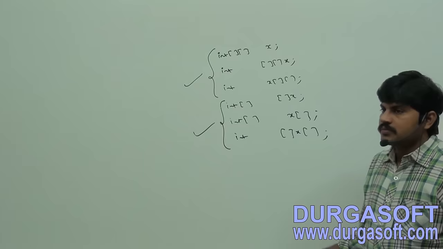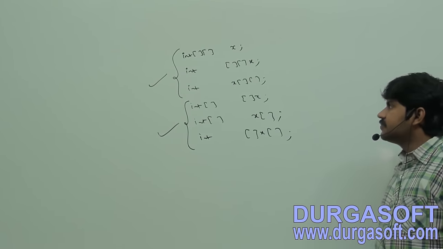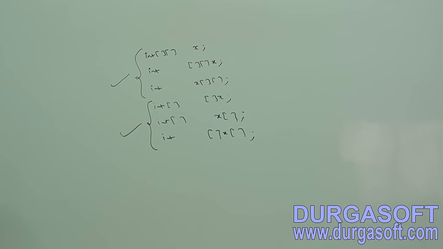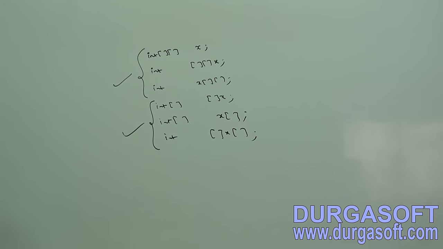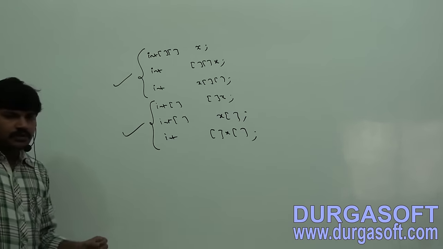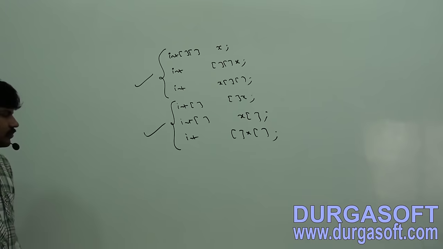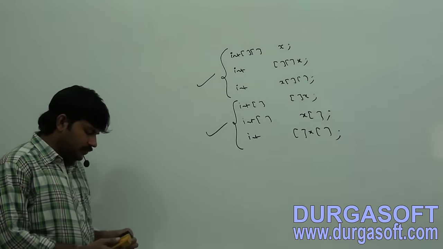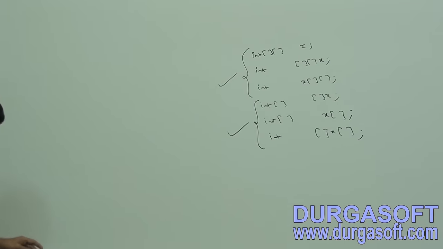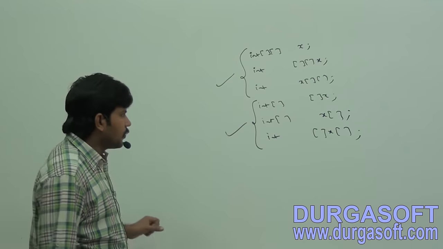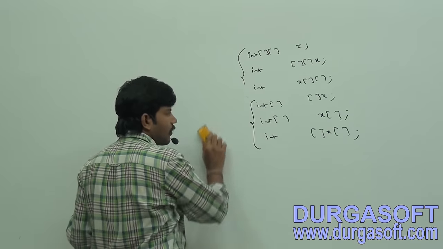Take it clearly. Into two dimensional array x. Can I complete it, right? Make sure. Okay. Clear for you people? Next one.